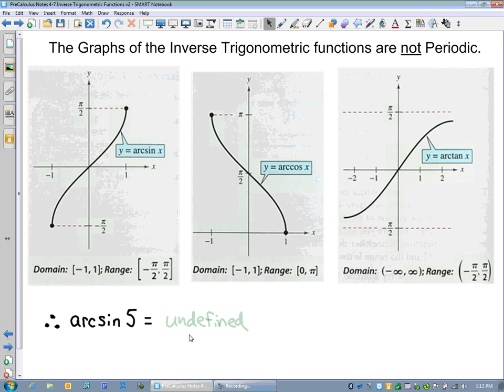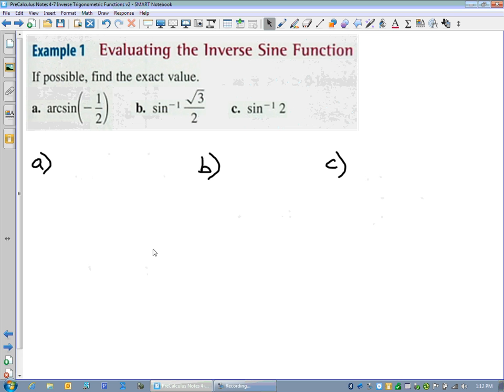Therefore, it is undefined at that point. There's no angle that when you take the sine of it, it will return a value of 5. So therefore, that one is undefined. So be aware of the possible restrictions that would cause you not to have a value. All right, let's look at how we're going to use these inverse functions. First of all, we're going to be finding the exact values. And when doing this, we want to realize the meaning behind it, and we also want to create a proper visualization that's going to make these problems a whole lot easier.